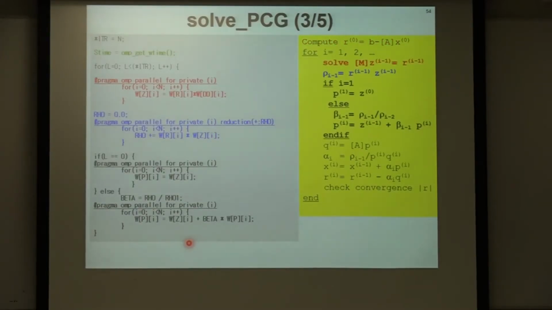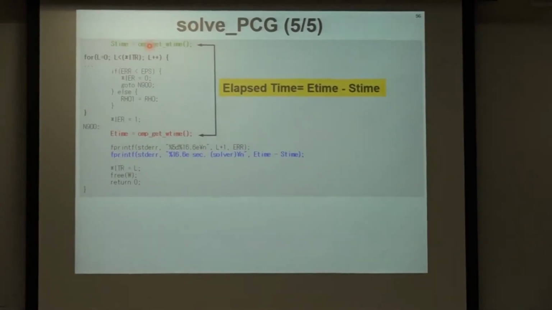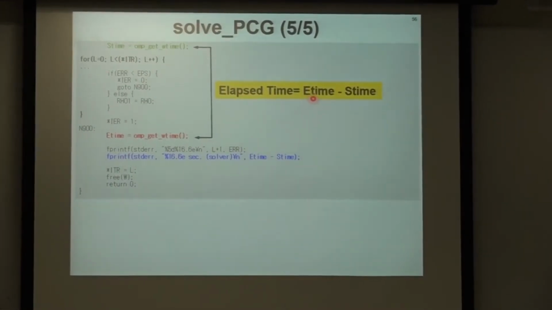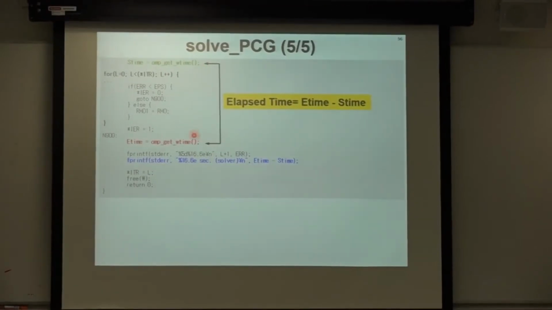Okay. So the next part is the main part of the conjugate gradient loop. At the beginning and the end of the main loop, we put some timing code. Before going into the loop, we put S time equal OMP get W time here, and the E time here. So at the beginning and ending of the conjugate gradient loop, we call OMP get W time for both statements. The elapsed time for this part is just subtracting S time from E time. So you can get the elapsed computation time between these two statements.